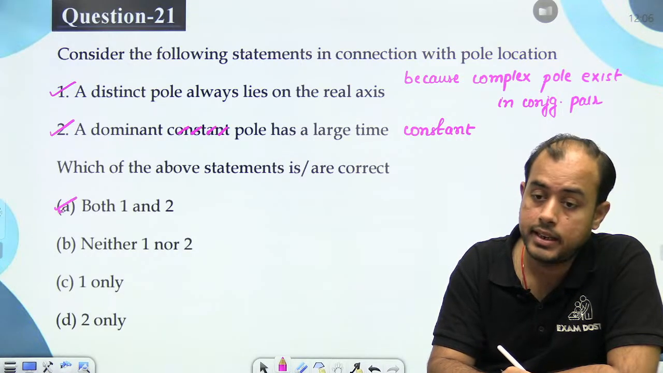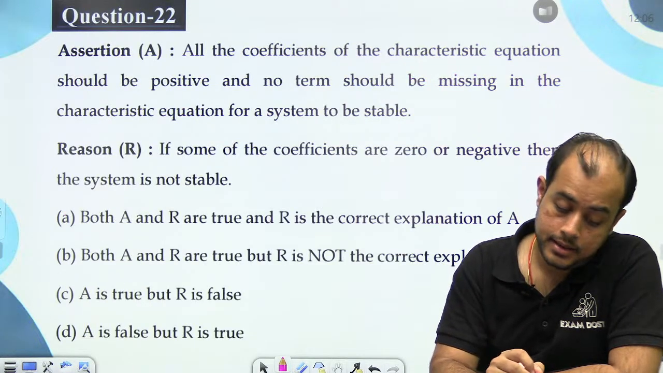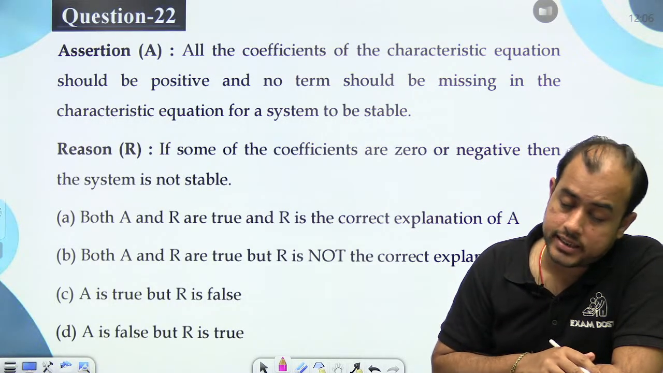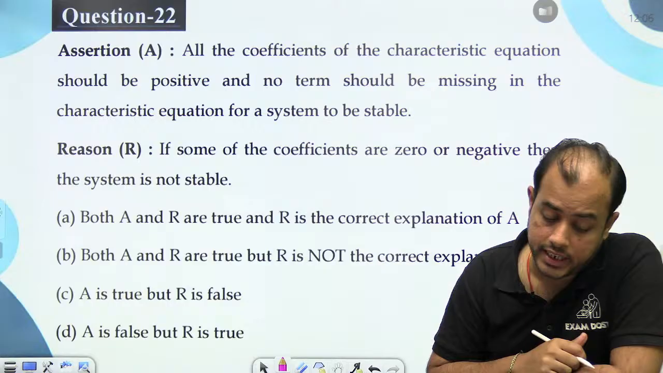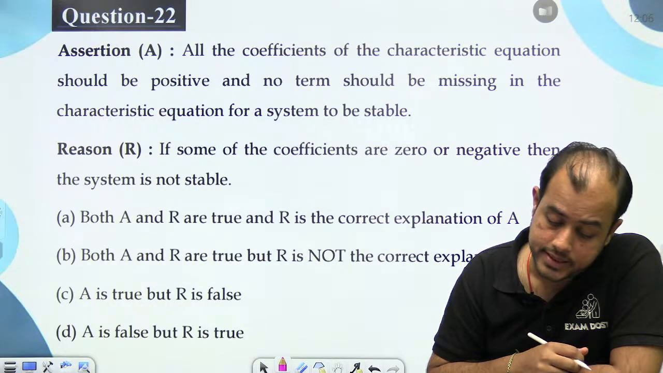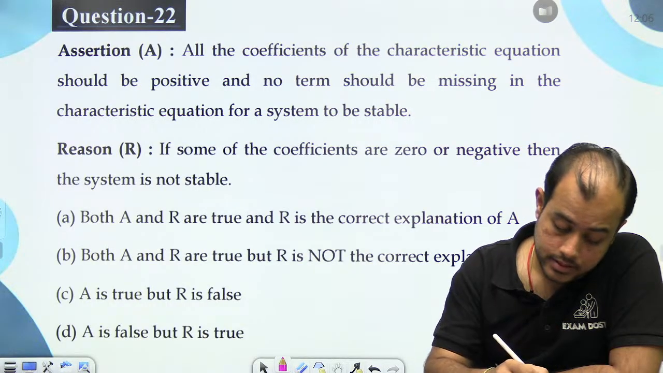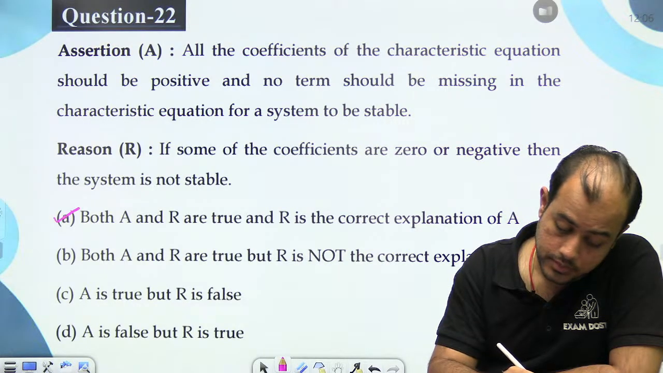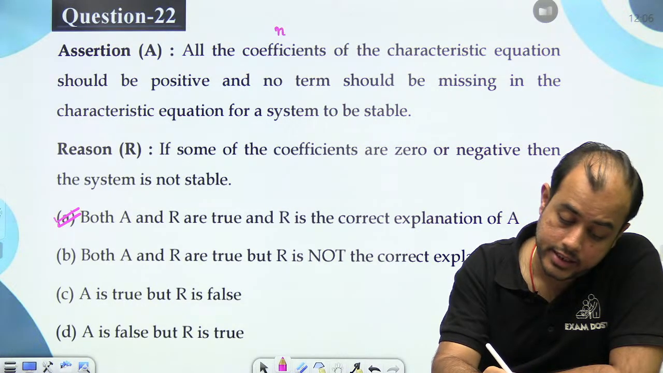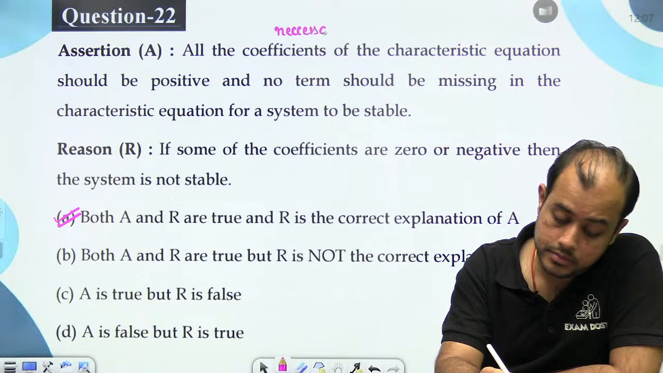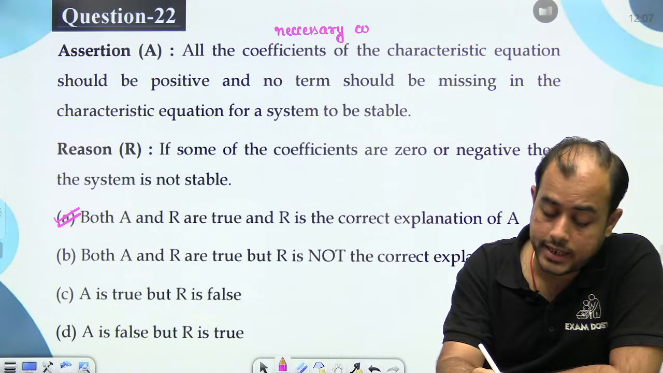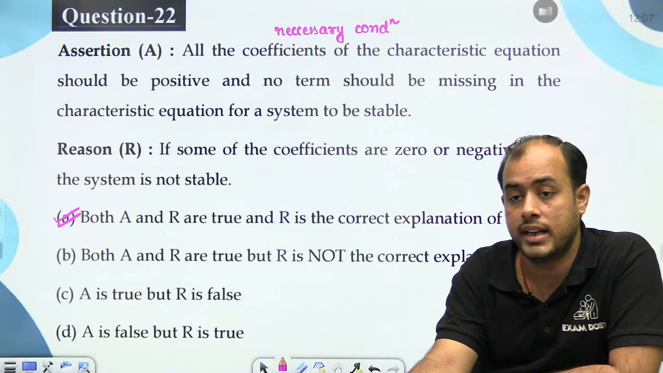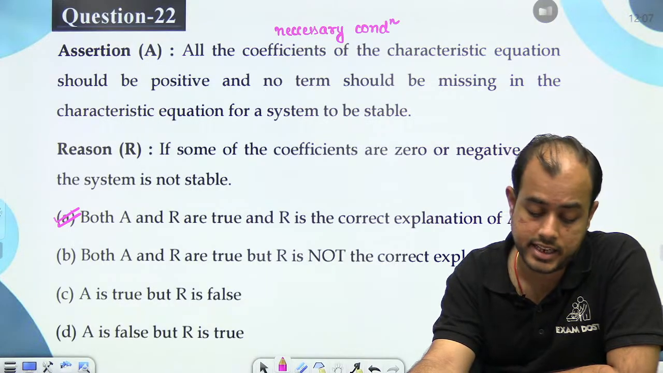So answer should be A. ESE 2010, all coefficients of the characteristic equation should be positive. No term should be missing. That is the necessary condition. If it is violated, my system is not stable.